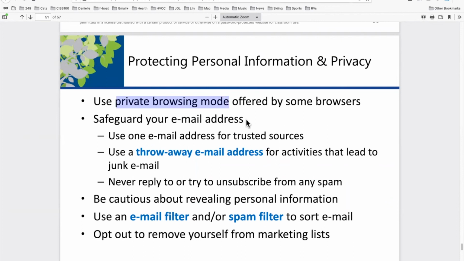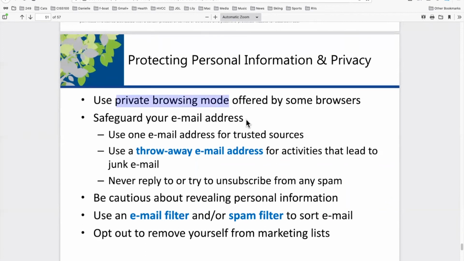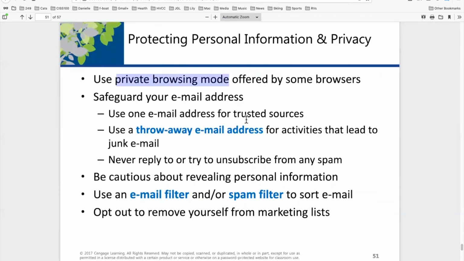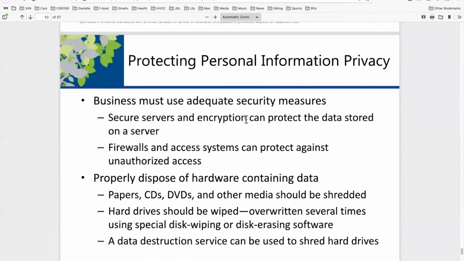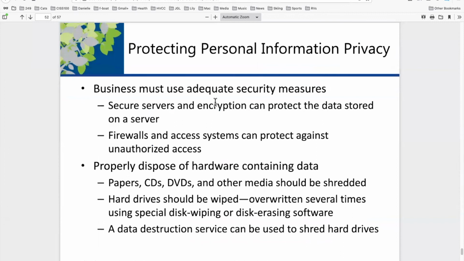Safeguard your email address. Yes, really, just to cut down on the junk email we get. So businesses must use adequate security measures. Yes, again, responsibility.